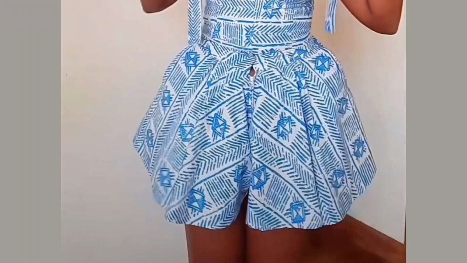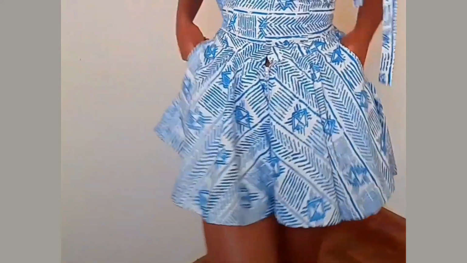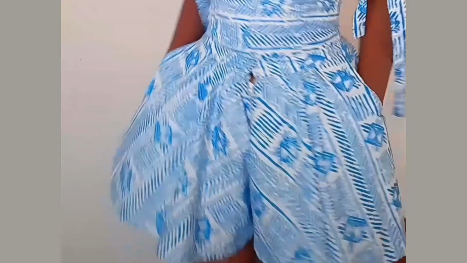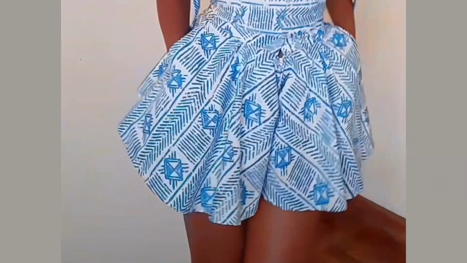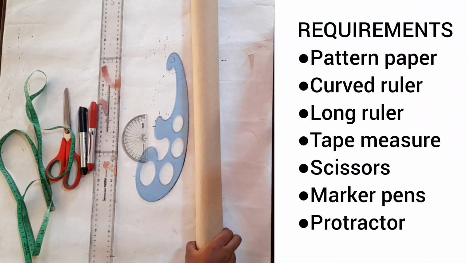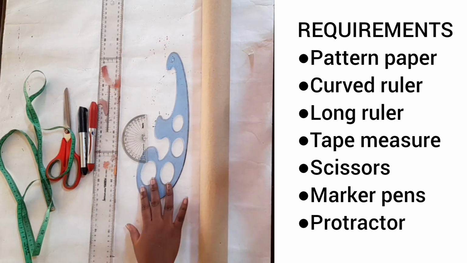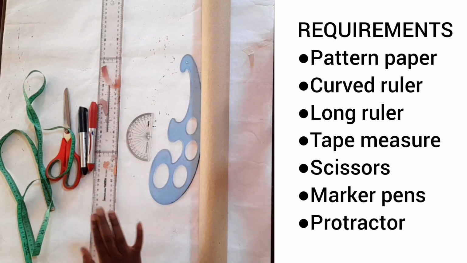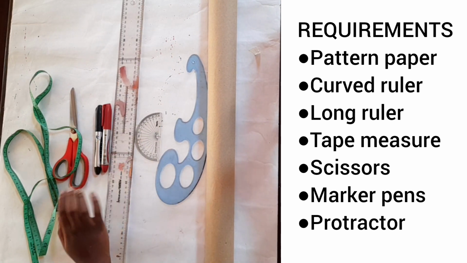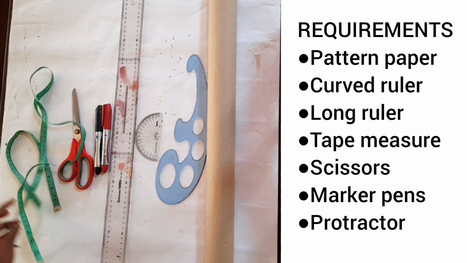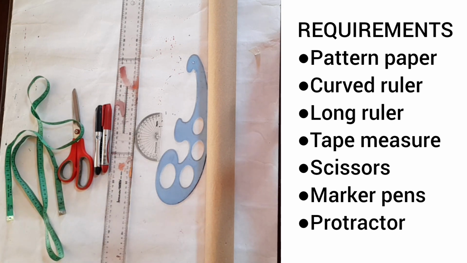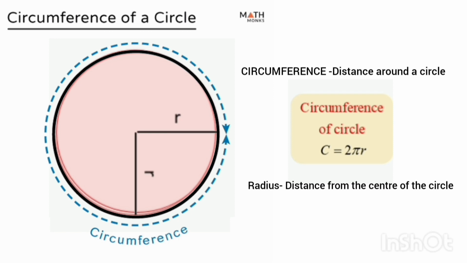Hi guys, in this video I'll be showing you how to draft the pattern for these high-low flare shorts. For this video you're going to need your pattern paper, your curved ruler, a protractor, a long ruler, marker pens, scissors, and your tape measure. I'm going to define some terms before we start and how to get different measurements.